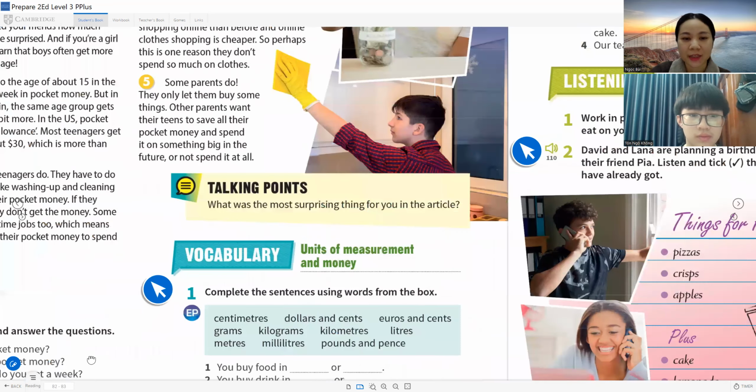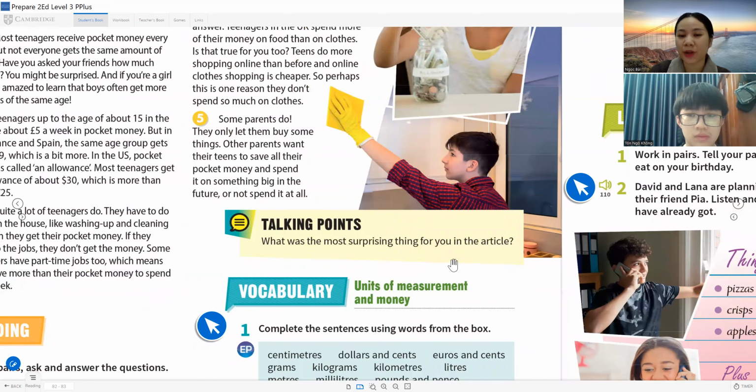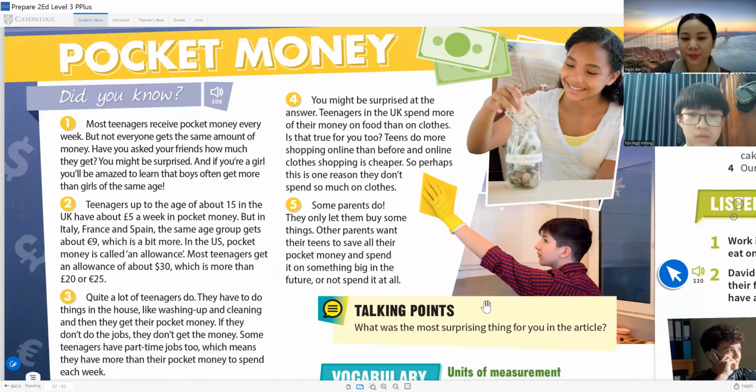Talking point. So, what was the most surprising thing for you in the article? The most surprising thing is that the children in the US get pocket money of about $30. That's really high for us, or for some teenagers in the world, right? And they also have part-time jobs to get more money, more than $30. Maybe it's higher, okay? And what else?